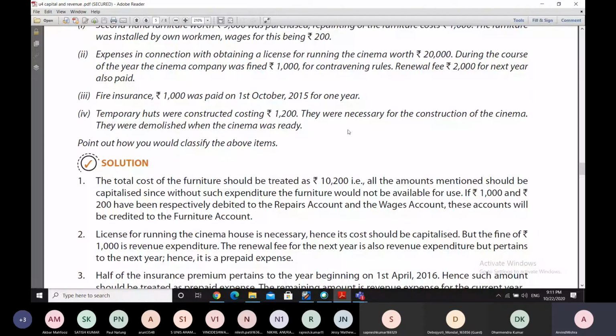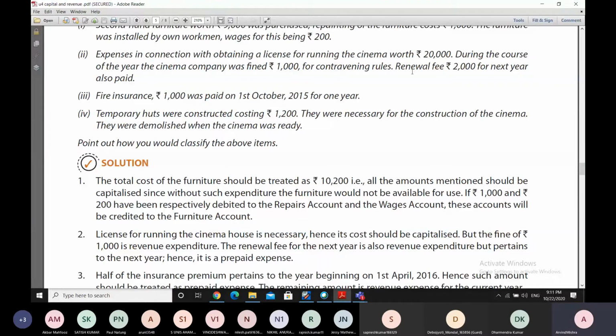Now what is happening here is the license fee is the capitalized amount, has to be capitalized, but the fine which is being paid, which is of 1,000 rupees, that is being paid only to maintain the capital asset, not to make an improvement in it, and therefore this fine will be revenue in nature.